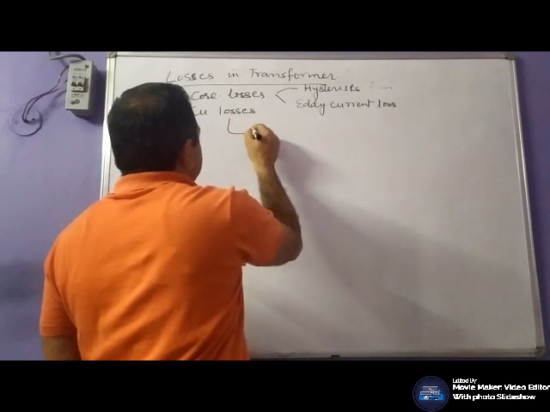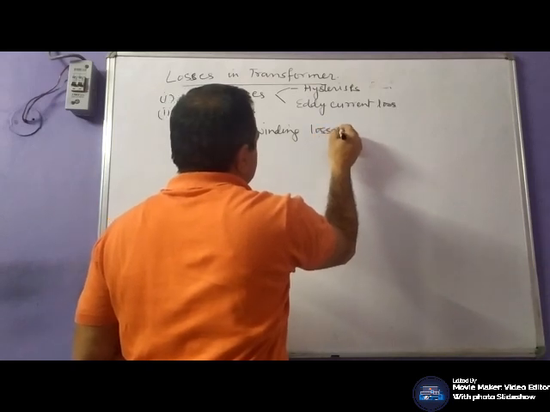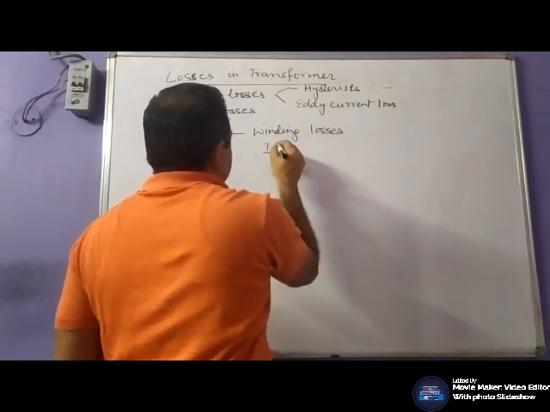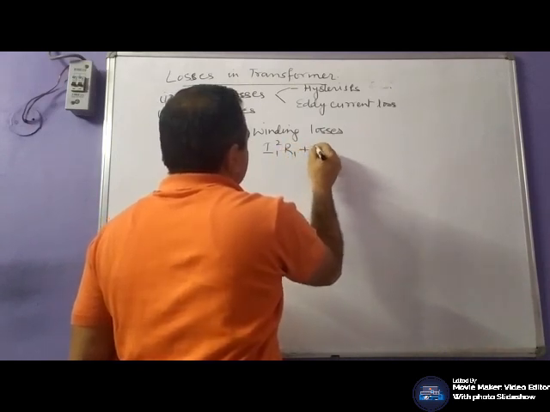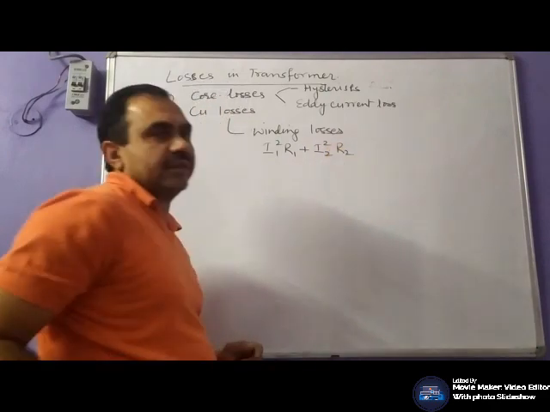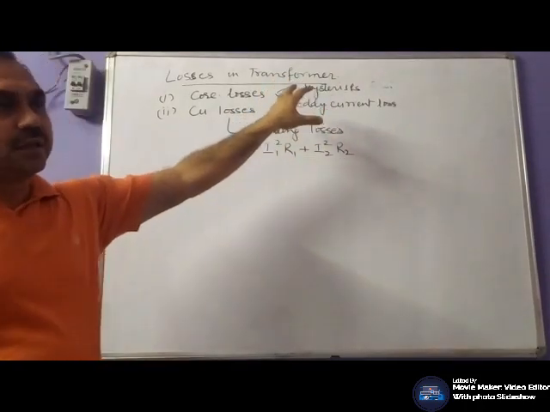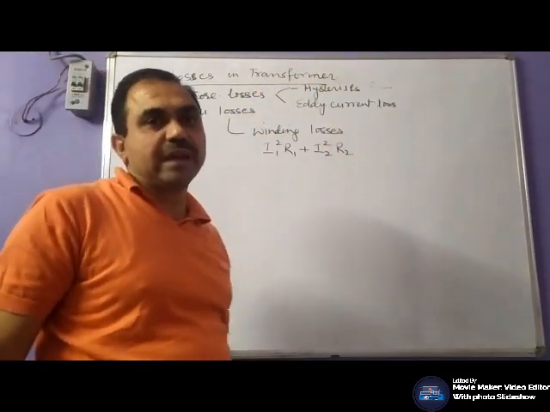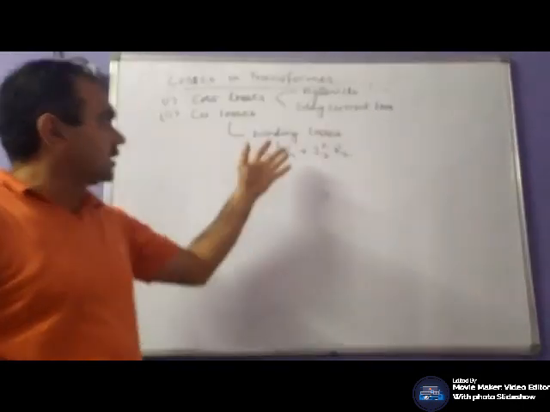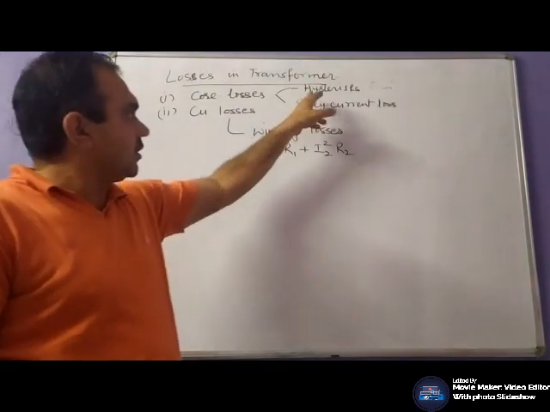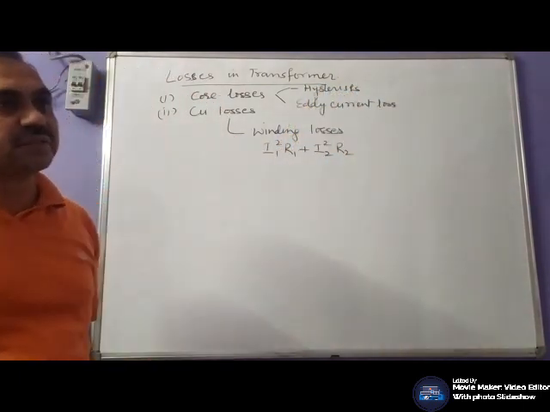And copper losses are the winding losses. That is the current in the primary winding plus the current in the secondary winding. Whenever a magnetic material is subjected to the cycle of magnetization and demagnetization, certain power is required, and that power consumed is hysteresis loss.